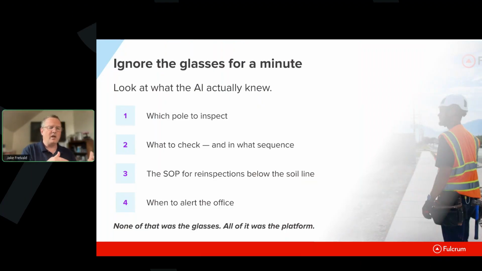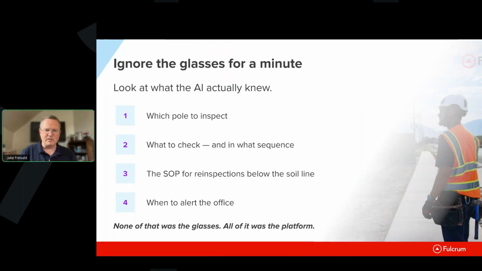Not necessarily. So what to check and what that entire process was and in what sequence they occurred, that was all something that the AI could only know because the platform already had the sequence in it. It already had the process metadata about how things should take place. It had the verbs, not just the nouns that are in the EAM.